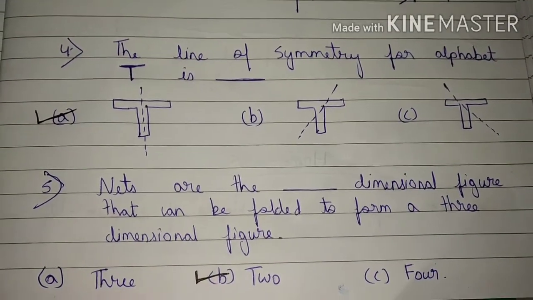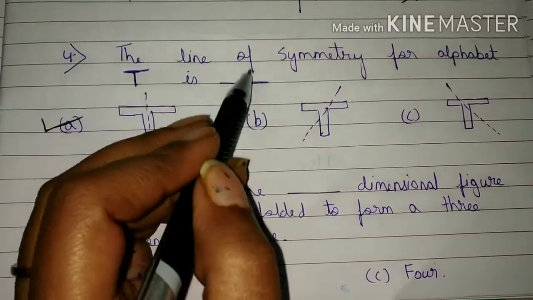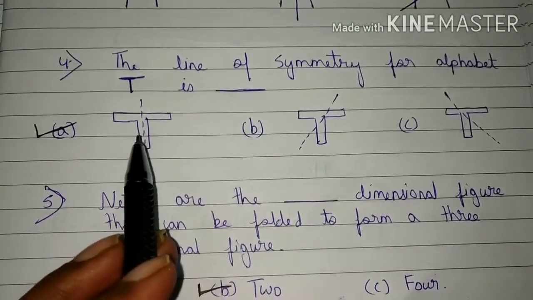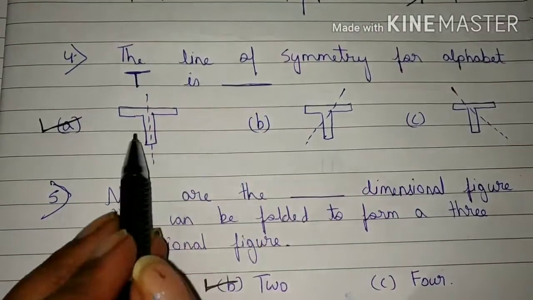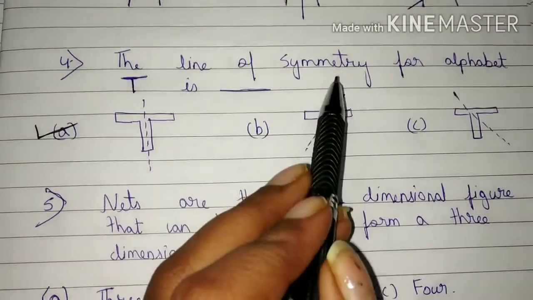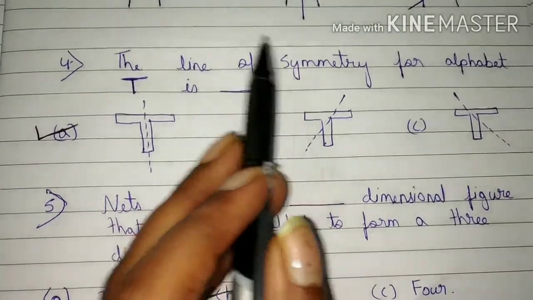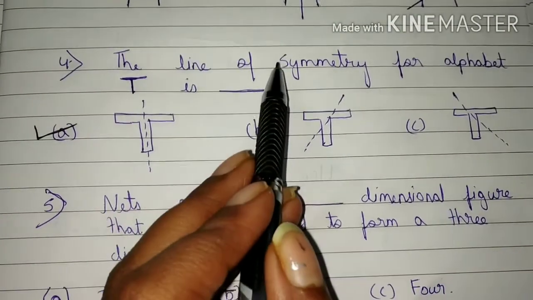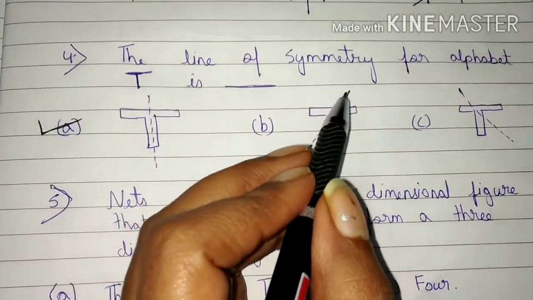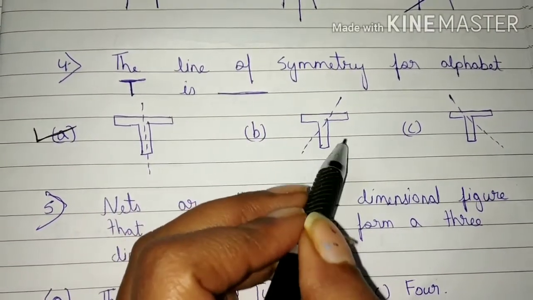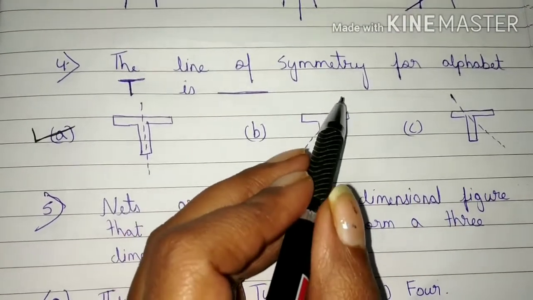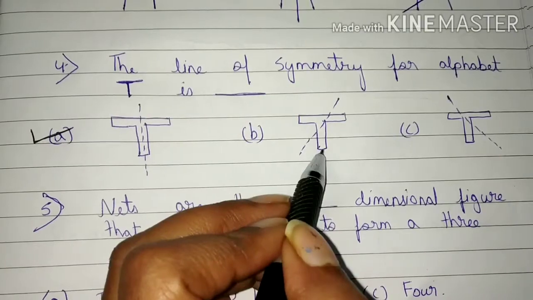Students, now come to question number 4. The line of symmetry for alphabet T is. You can see here 3 options are given to you. Now students, as you know that a line of symmetry divides the figure into 2 equal parts of same shape and size. So in option B, this line does not divide the figure into 2 equal parts of same shape and size. So this is not a line of symmetry for alphabet T.